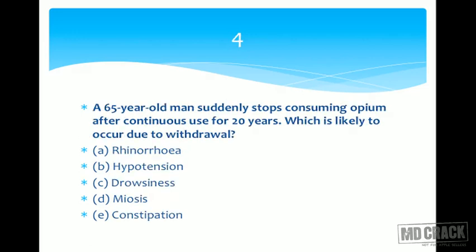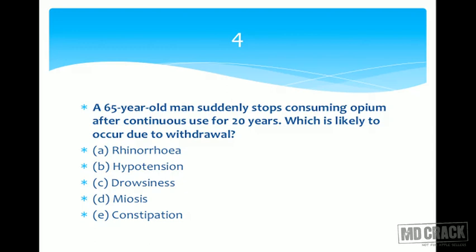That's phenylephrine. Question number 4. A 65-year-old man suddenly stops consuming opium after continuous use for 20 years. Which is likely to occur due to the withdrawal? So what they are questioning us is the symptom of opiate withdrawal, which is likely. Number 1, A, rhinorrhea, B, hypotension, C, drowsiness, D, meiosis, and E, constipation.